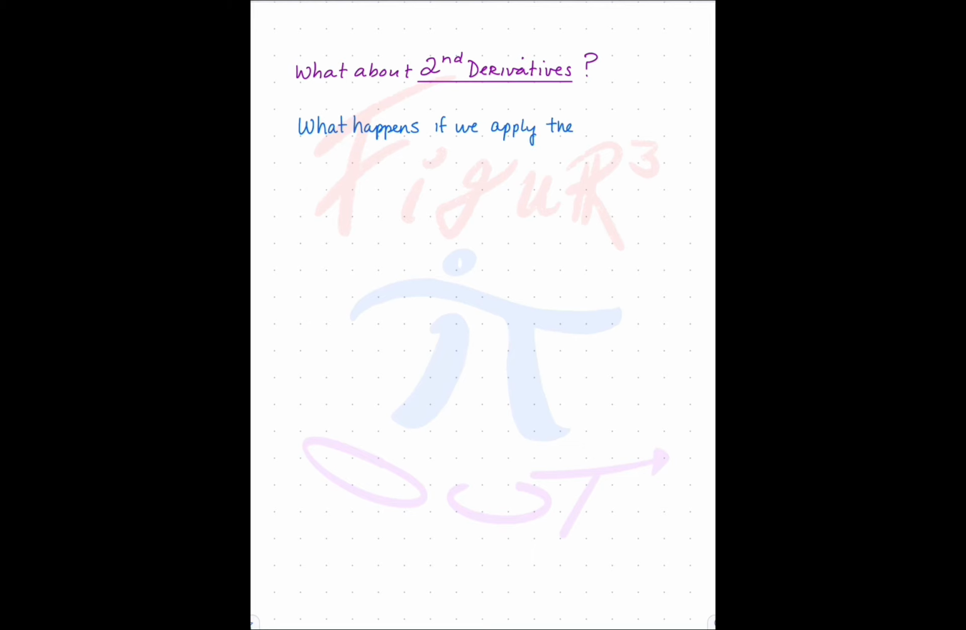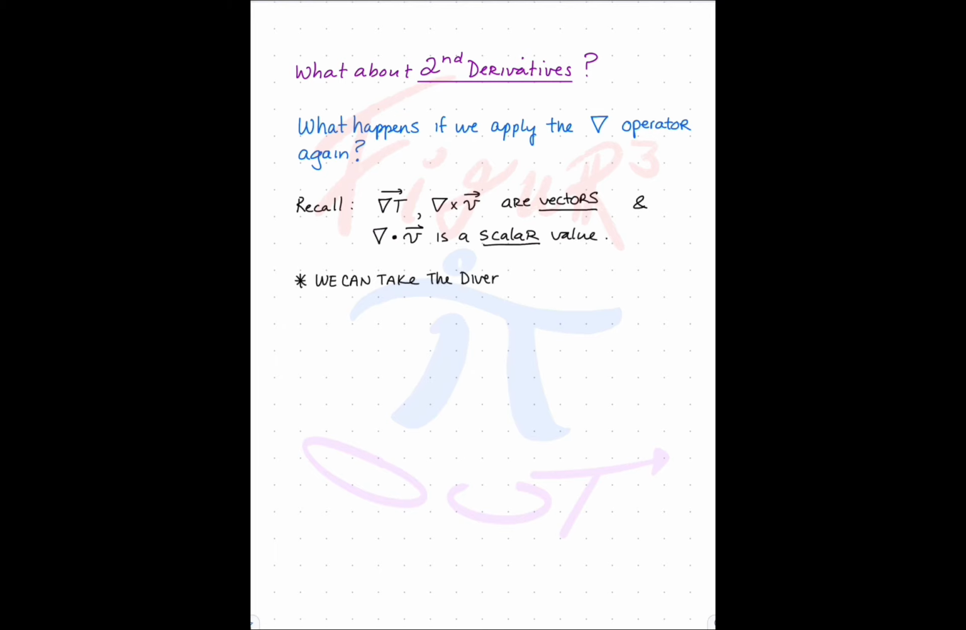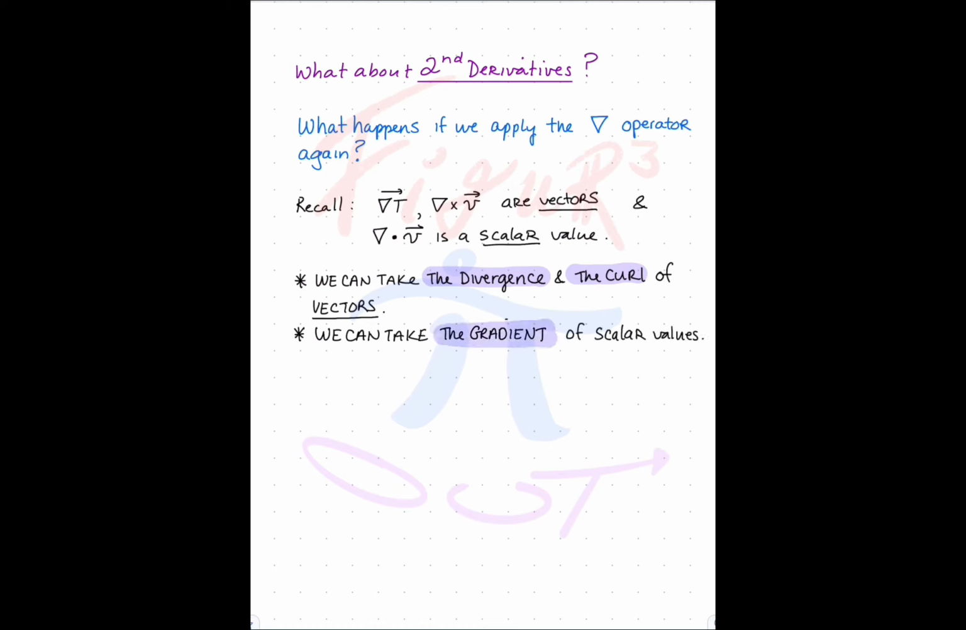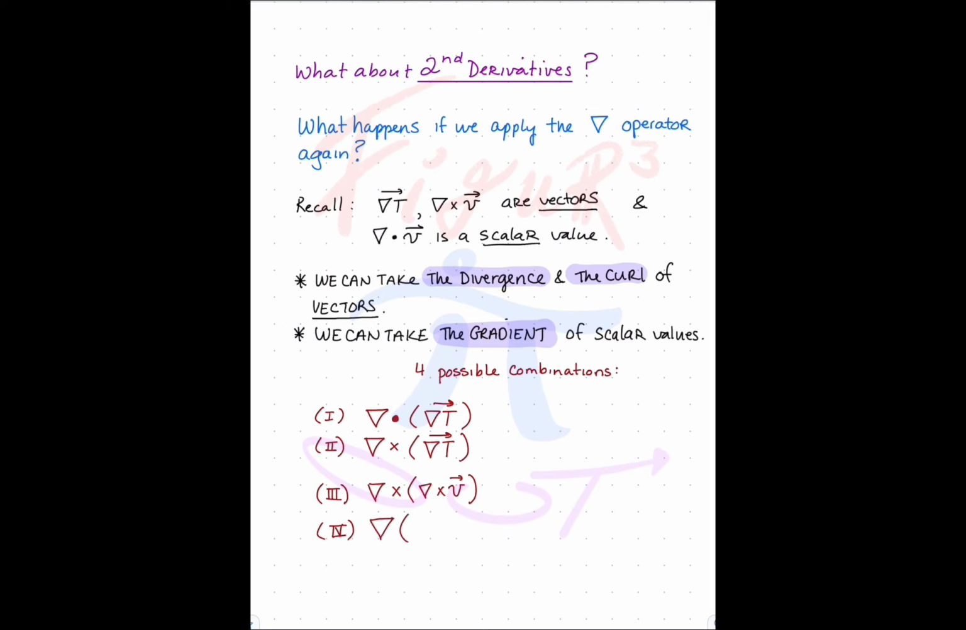Now, second derivatives, we can think about those as just applying the del operator a second time. So we have the gradient and the curl, those produce vectors, and a dot product of a vector like the divergence is a scalar value. So we can take the divergence and the curl of vectors, and we can take the gradient of a scalar. Those are the things that make sense. So we consider four possible combinations: the dot product of the gradient, the cross product of the gradient, the cross product of a cross product, and the gradient of the divergence.